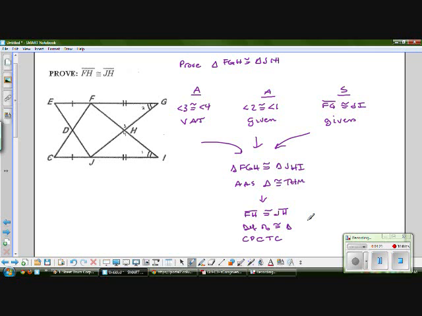I don't actually like CPCTC. I think it's silly. Definition of congruent triangles makes a lot more sense to me. Okay? So I hope this helped. I know it's a really short video, but it's actually a fairly short proof.